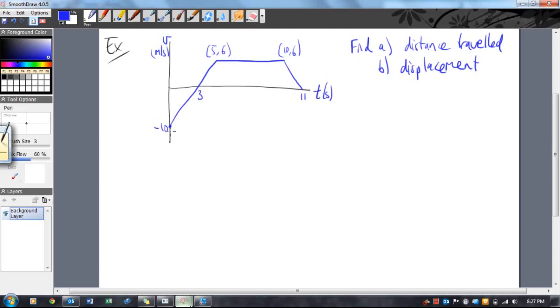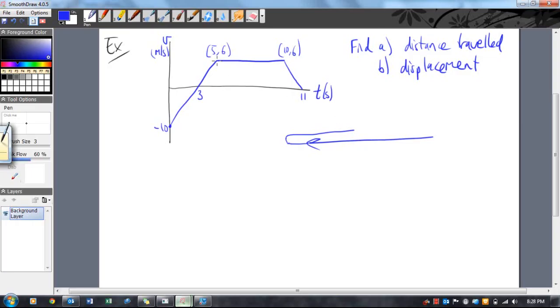So it starts at negative 10 meters per second, so it's going in this direction. Okay, negative 10 in a negative direction. But what's happening is it's slowing down. It's getting closer and closer to 0. So it's still going in a negative direction, but it's getting slower and slower and slower. And so it goes slower, and then at 3 seconds it stops and it starts going in the other direction. So it starts getting faster and faster and faster in this direction.